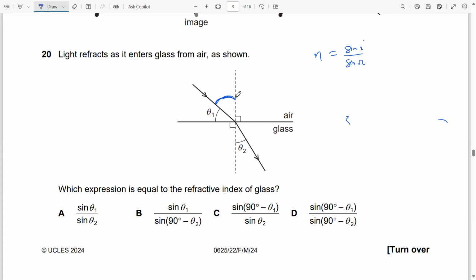So we have to take sine of this angle. This angle will be 90 degree minus theta 1. So it will come sine of 90 degree minus theta 1 divided by sine of angle of refraction. This angle is angle of refraction, angle between normal and the refracted ray, which is sine of theta 2. So option C is correct here.